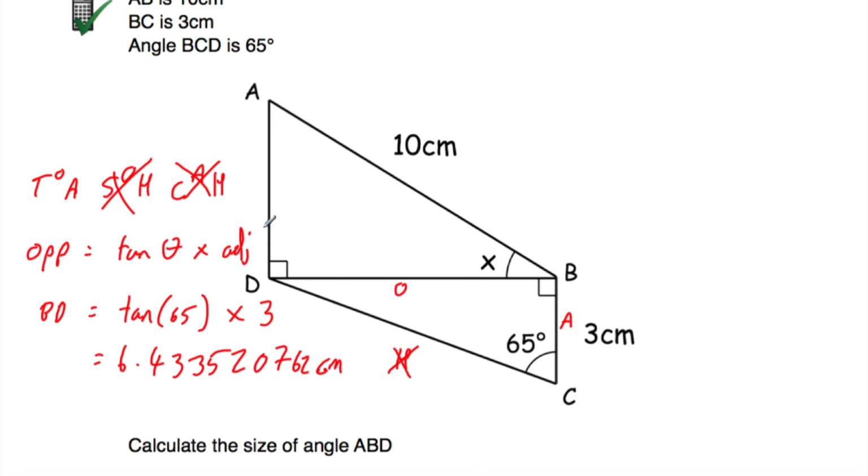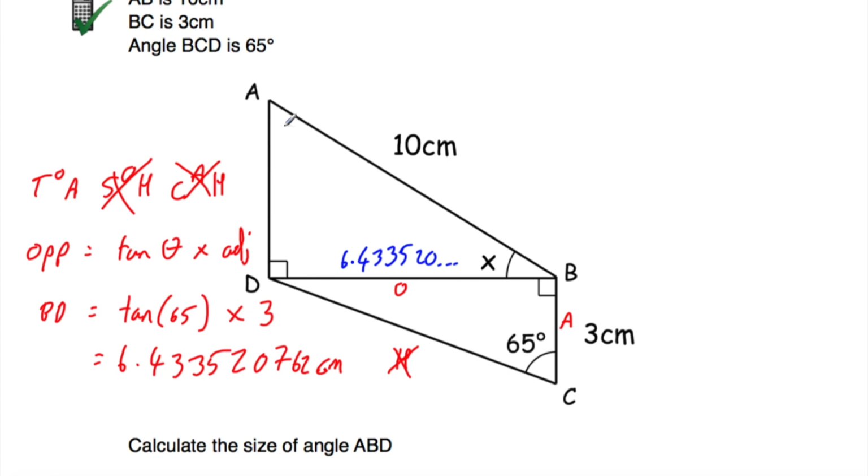Now what we want to do is look at this triangle at the top. I'm actually going to change colour of ink to blue. So we're now going to use blue ink for this triangle on the top. And we want to find the size of this angle, angle ABD, so what is labelled X on our diagram. So we now know 6.433520 and so on. So that's the length of the side. And I've left it on my calculator display because we're going to use it in a moment.